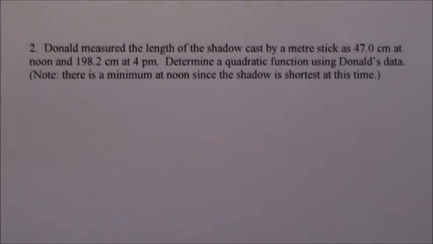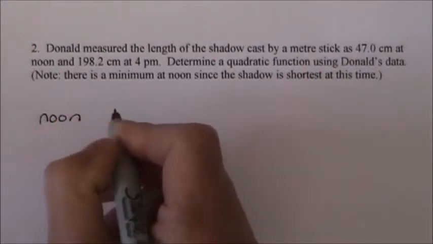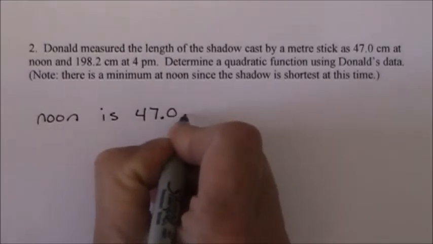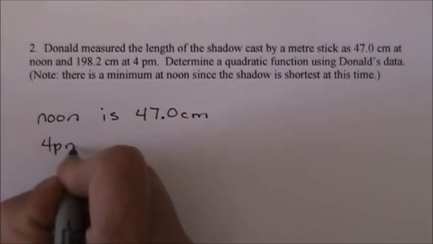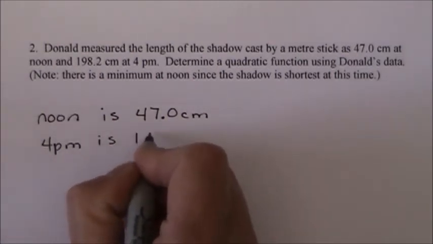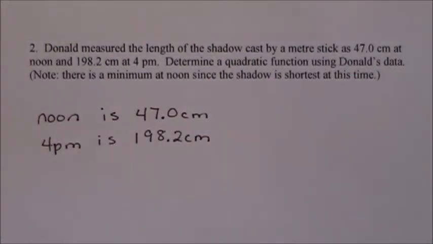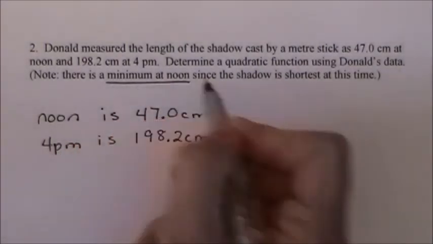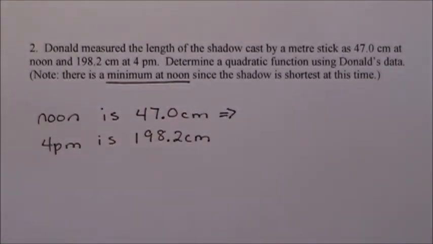Alright, so if we go back and look at the information, we know that at noon, our stick is 47.0 centimeters for the shadow, and at 4 p.m., it is 198.2 centimeters long. Now, a couple of things we figured out and we've been told. We were told that we had a minimum at noon. So if we can figure out the point for noon, that's going to be our vertex.